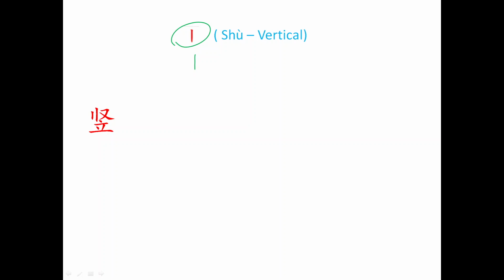For example, in this word 竖, vertical, we first write a short 竖, then a longer 竖, then the rest.